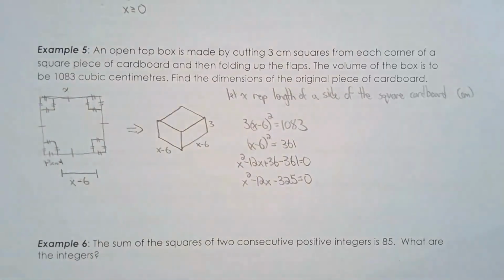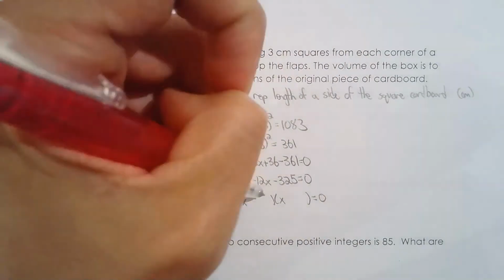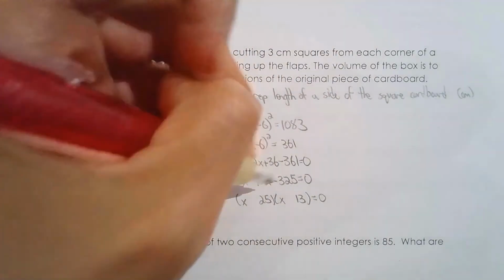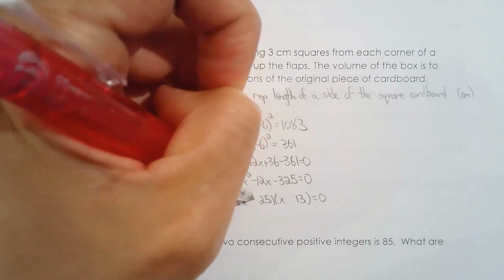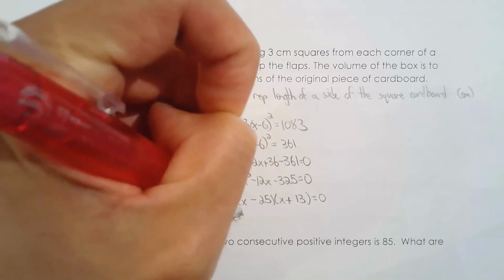Negative 325. And then we ask ourselves, is that factorable? Please cross your fingers. Let's check. Yes, it is. So it is 25 and 13. 25 times 13 is 325, but you want negative 325, so it's negative 25 plus 13. Zero product property, so x equals 25, or x is equal to negative 13.